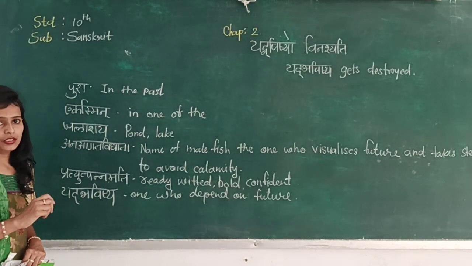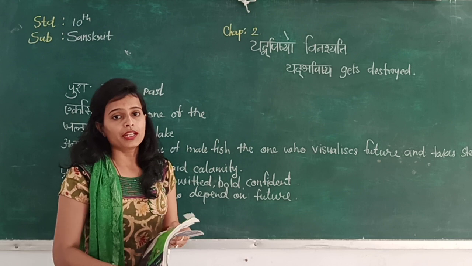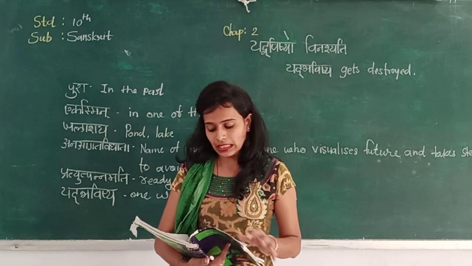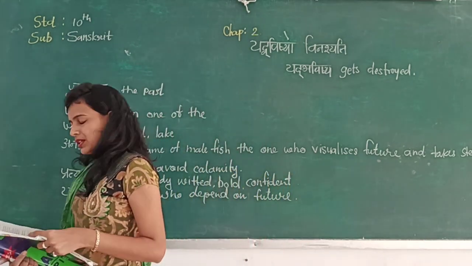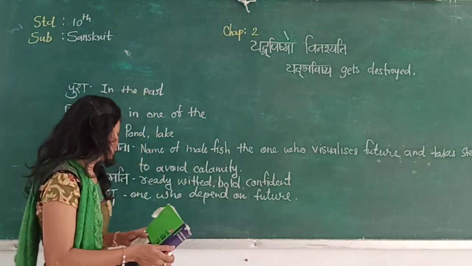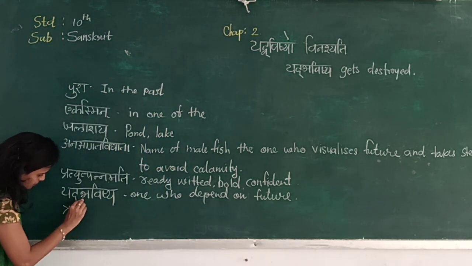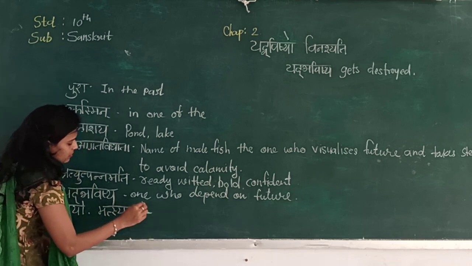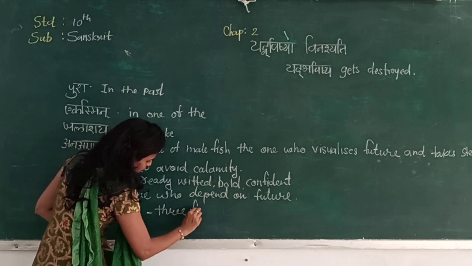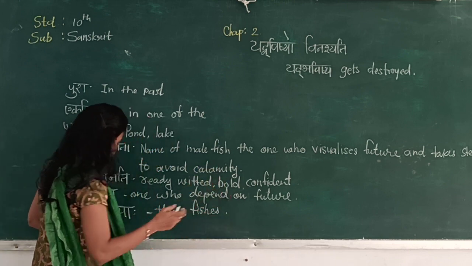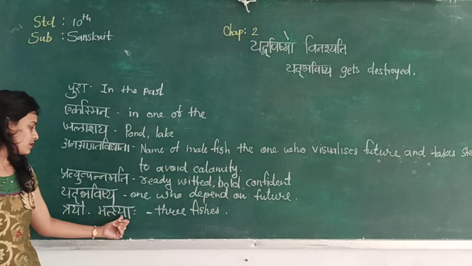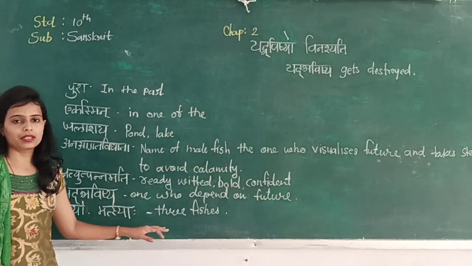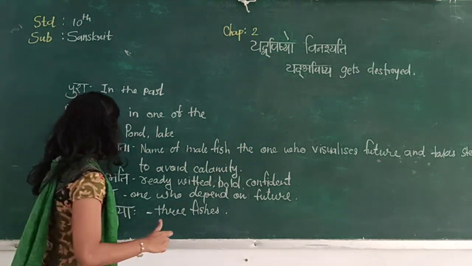Here in this word you can see sandhi also. Yadbhavishya cheti: Yadbhavishya plus cha plus iti. Trayo matsyaha means three fishes. Trayaha plus matsyaha, here you can see sandhi. Trayaha plus matsyaha means three fishes, and vasanti sma.